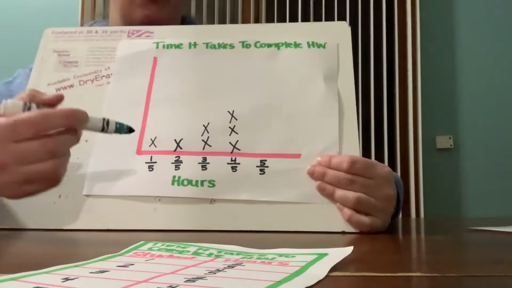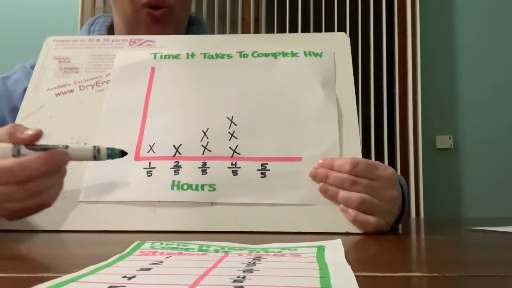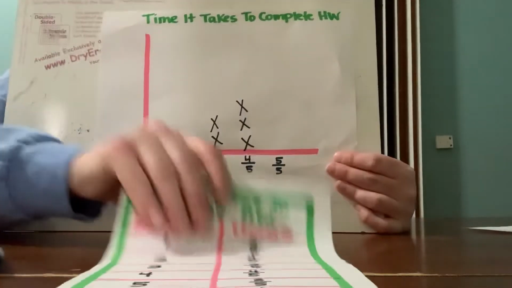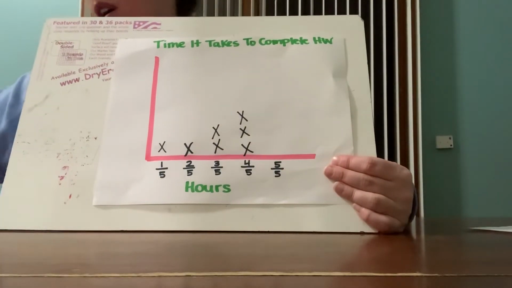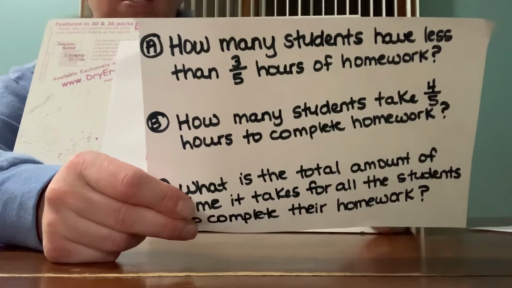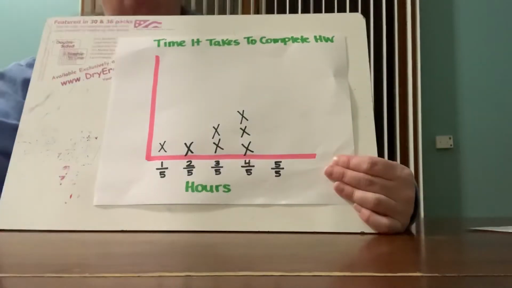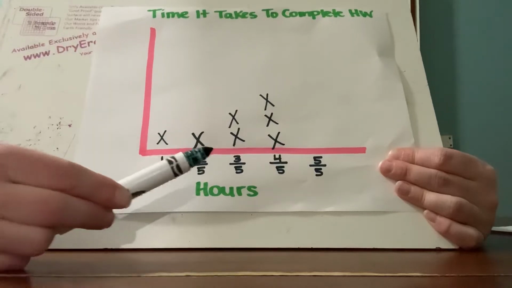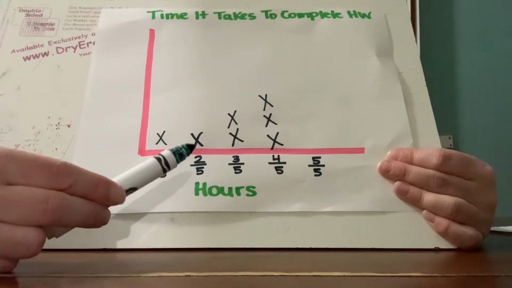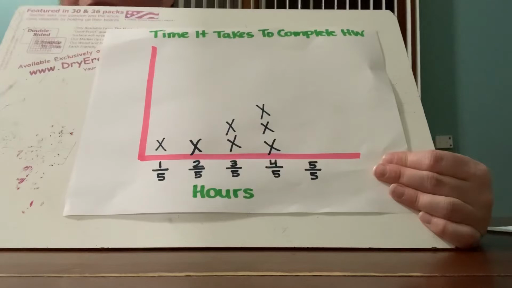Okay, so how many students did they ask? You can look here, 7 students, but let me make sure each student is represented. 1, 2, 3, 4, 5, 6, 7. Okay, so now let's try to interpret our line plot. So our first question is going to ask, how many students have less than 3/5 hours of homework? So I'm going to find 3/5 hours, and I'm going to focus on the points that are less than that, which would be 2/5 and 1/5. So altogether, 1, 2 students.